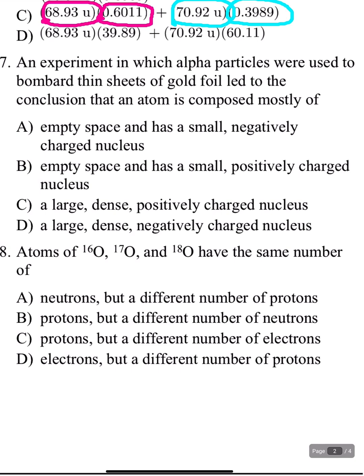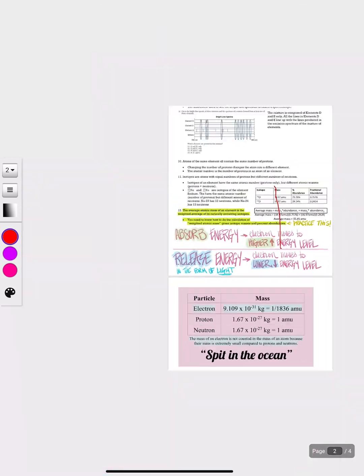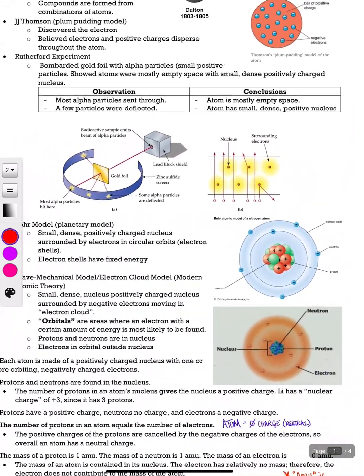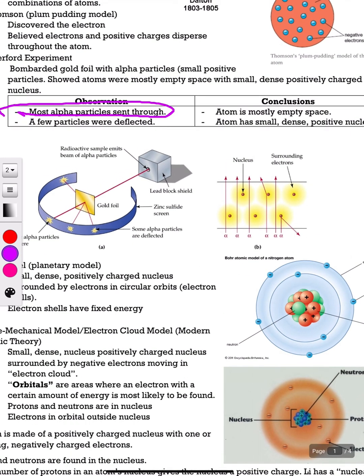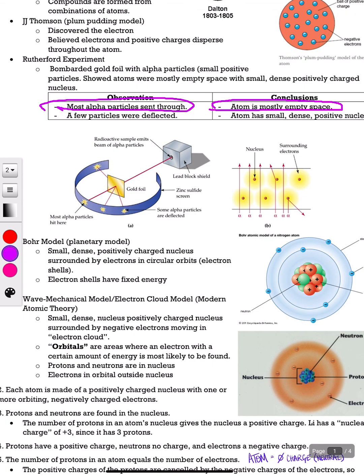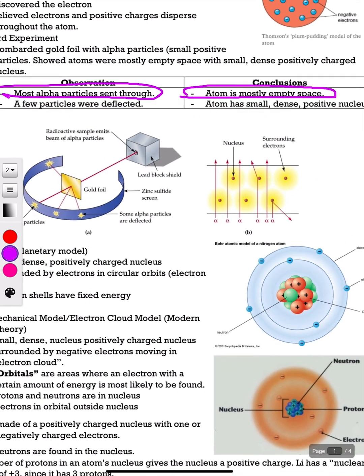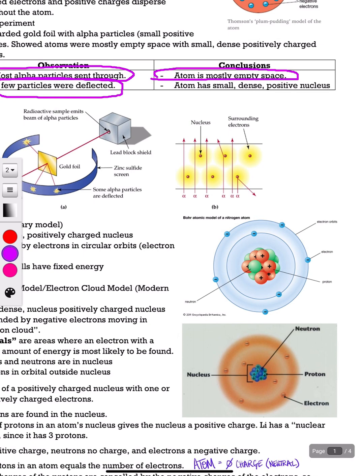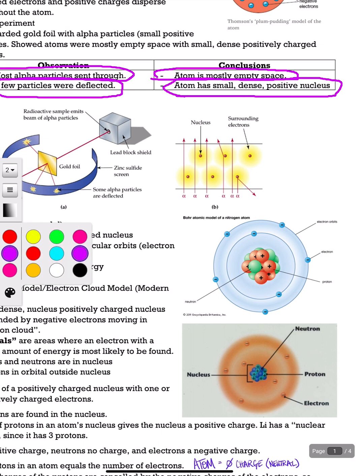The first part where it says most went through, the conclusion for that, going back to the review sheet, is that when most alpha particles went through, that told Rutherford that the atom must be mostly empty space. Since very few deflected, that means there must be something in there, and that little something must be positive. So he said the atom has a small, dense, positive nucleus.